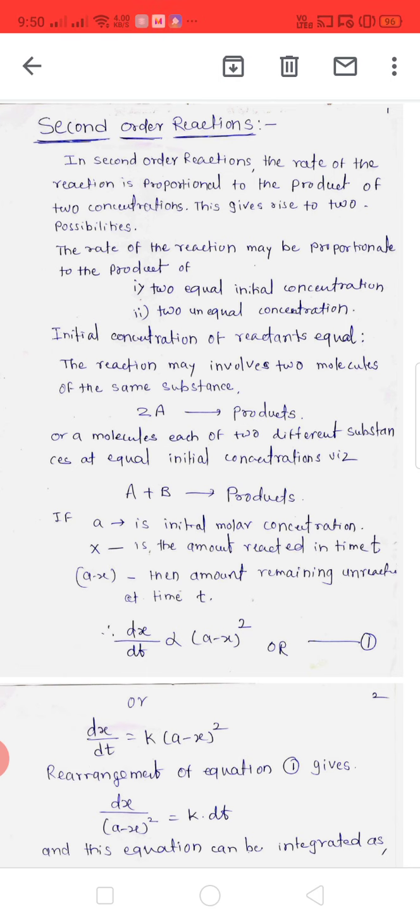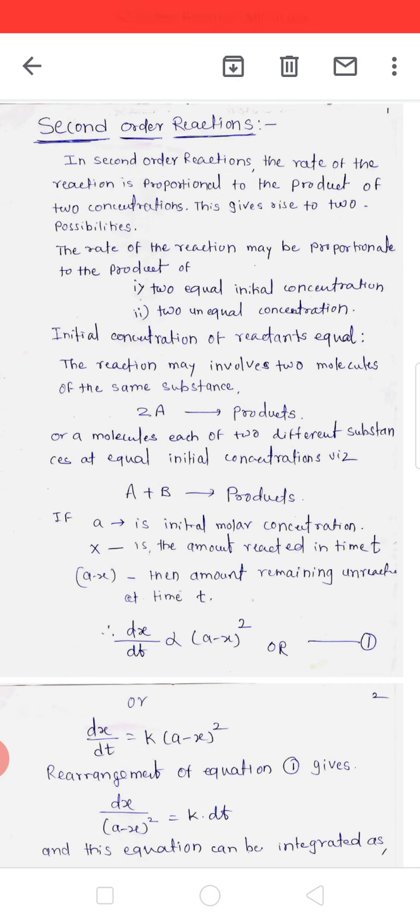The reaction may involve two molecules of the same substance, for example 2A gives products, or molecules of two different substances at equal initial concentration, for example A plus B gives products. If a is the initial molar concentration and x is the amount reacted in time t, then a minus x is the amount remaining unreacted at time t.